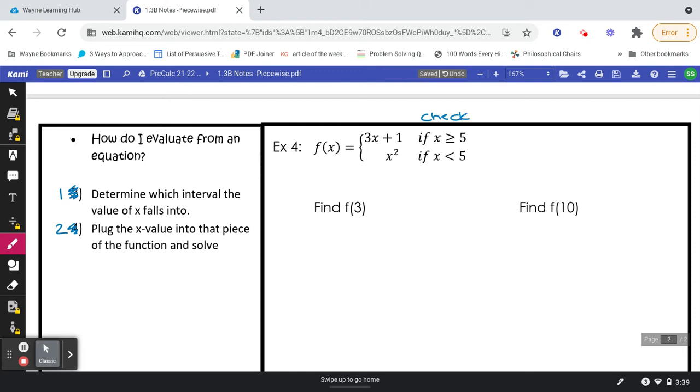So if we have f of 3, we're going to try to figure out, does it fall into this category, x is greater than or equal to 5, or does it fall into the category, x is less than 5? So I think about the number 3. Is 3 greater than or equal to 5? No. Is 3 less than 5? Yes. So because 3 is less than 5, we want to make sure we use that equation. Once we decide which equation we're using, which interval it falls into, then we actually do the math. And 3 squared is 9.